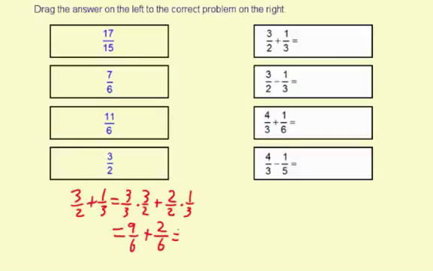Now you go ahead and add. 9 plus 2 is 11. You're going to get 11 sixths is your answer for that one. Okay. Now let's look at the next problem. It's the same idea, only it's subtraction. 3 halves minus 1/3, the same numbers.